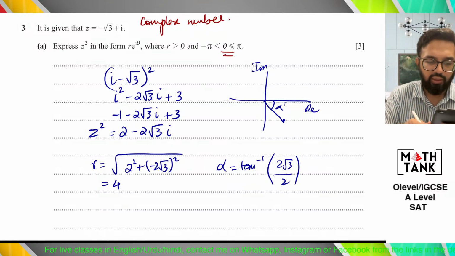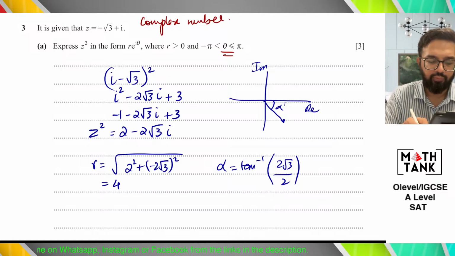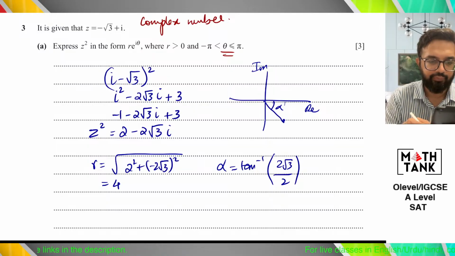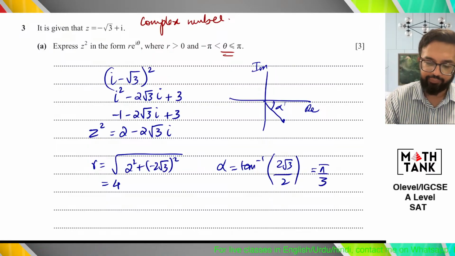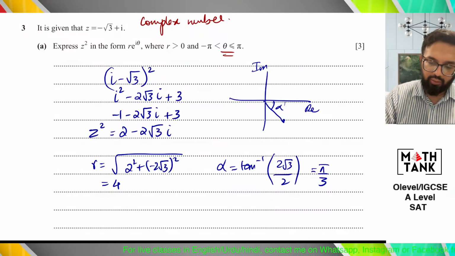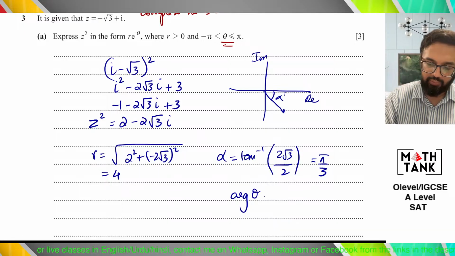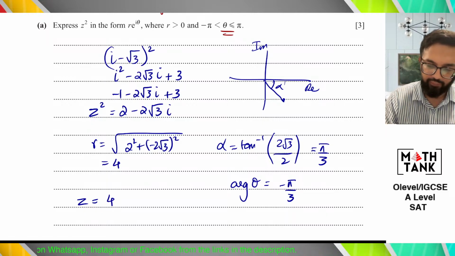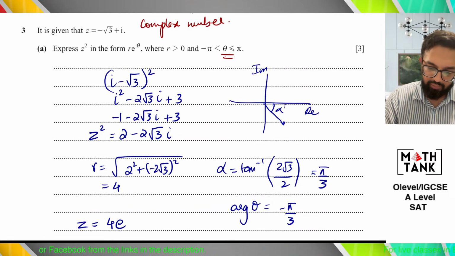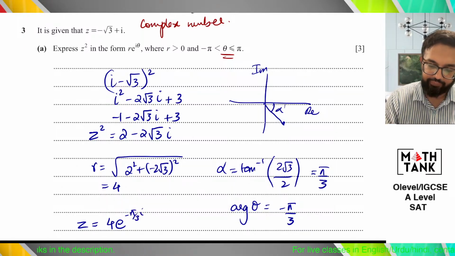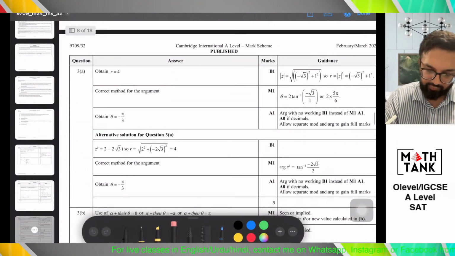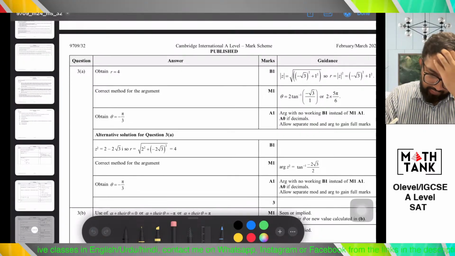So let me put my calculator in radians. So tan inverse of root 3 gives me pi over 3. Okay, so the argument becomes minus pi over 3. So v in the form r e^(iθ) is going to be 4e^(-iπ/3). So yeah, that's the correct answer.